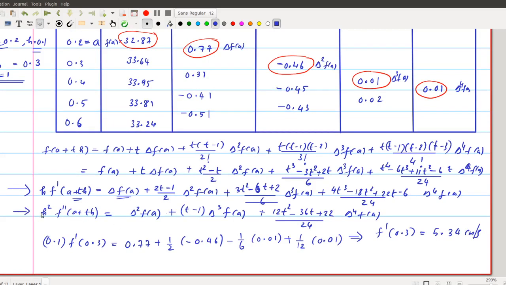Similarly, by substituting the values in this equation, you can get the acceleration as well. So please work it out by putting h is equal to 0.1 and this will be 0.3 and evaluate this expression. Then that will give f double dash of 0.3 as minus 46.08 cm per second square. Okay, so these are two values. So this is one of the applications of Newton's forward differences.